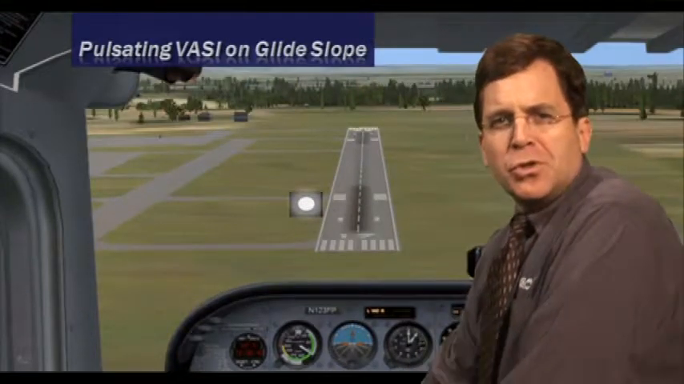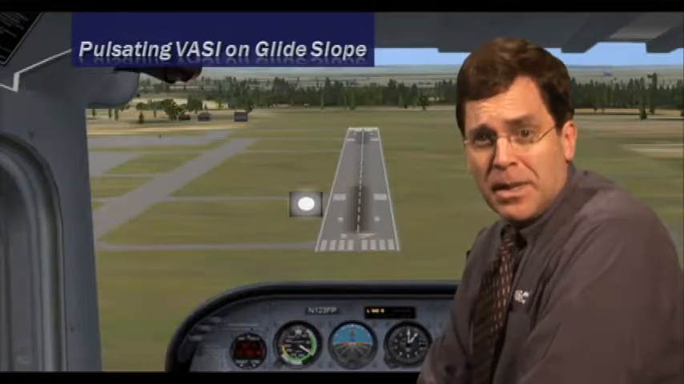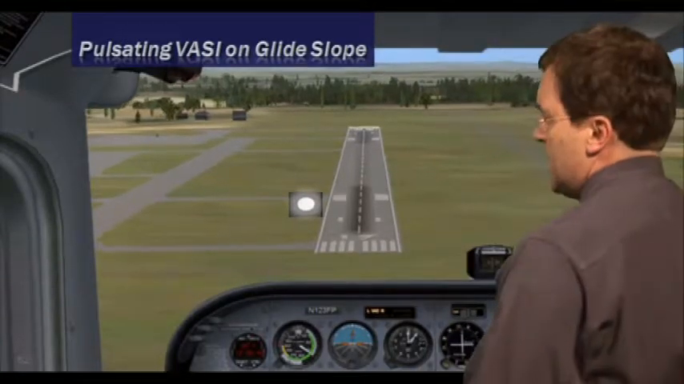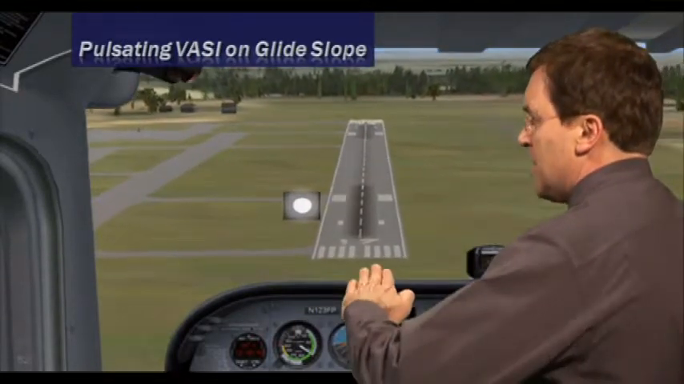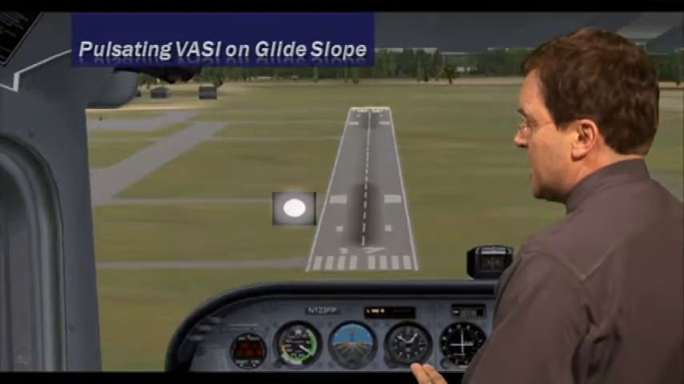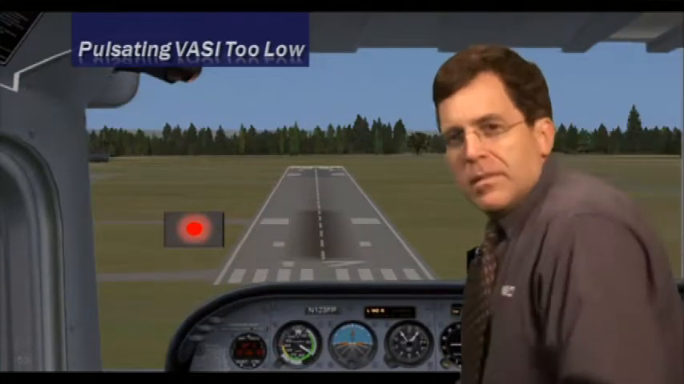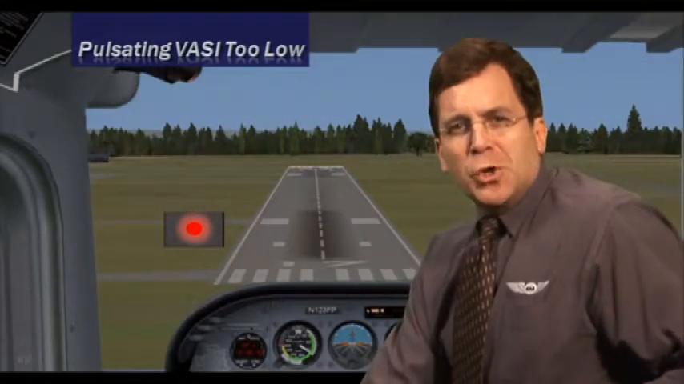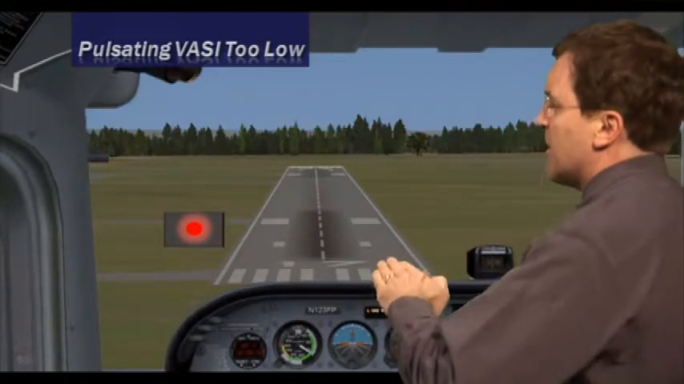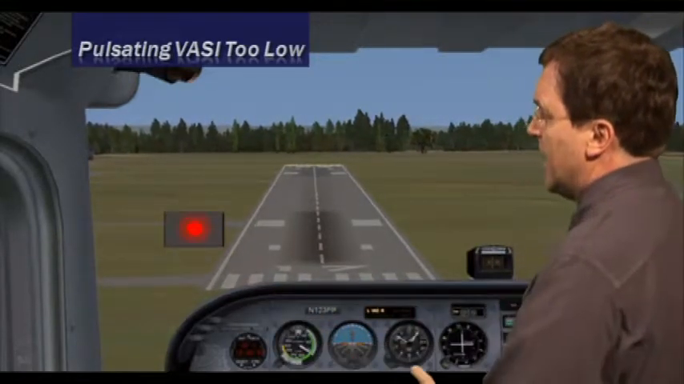This example shows the pulsating VASI on glide slope from the pilot perspective. Again, I want you to notice three things: the perspective of the runway, the steady white VASI light, and the altimeter. This example shows the pulsating VASI below glide slope conditions. Again, I want you to notice three things: the flatter runway perspective, the blinking red and white VASI light, and the altimeter.